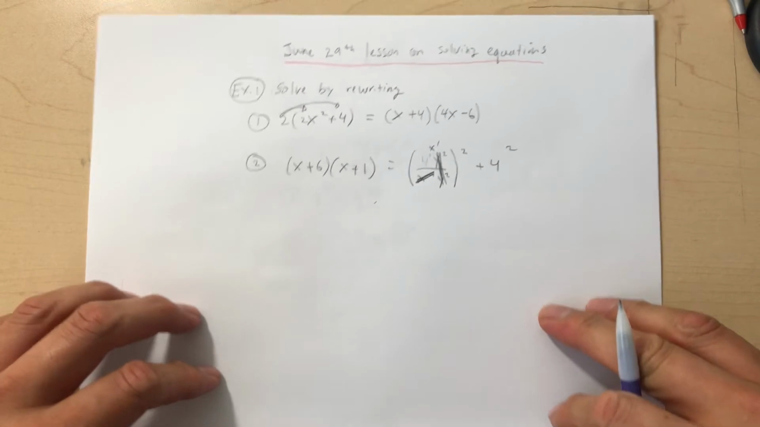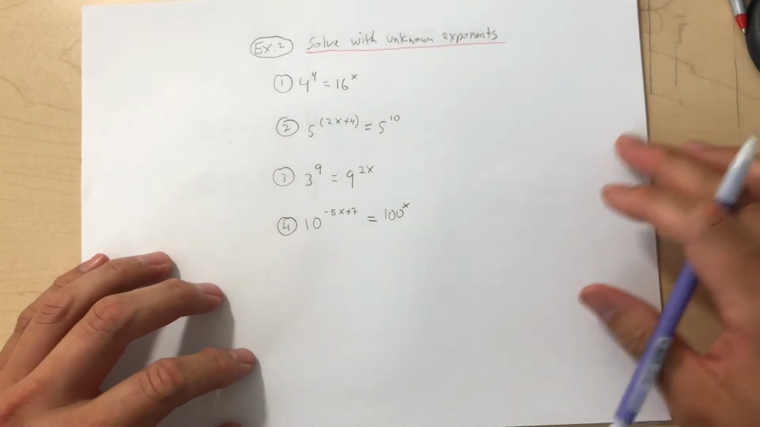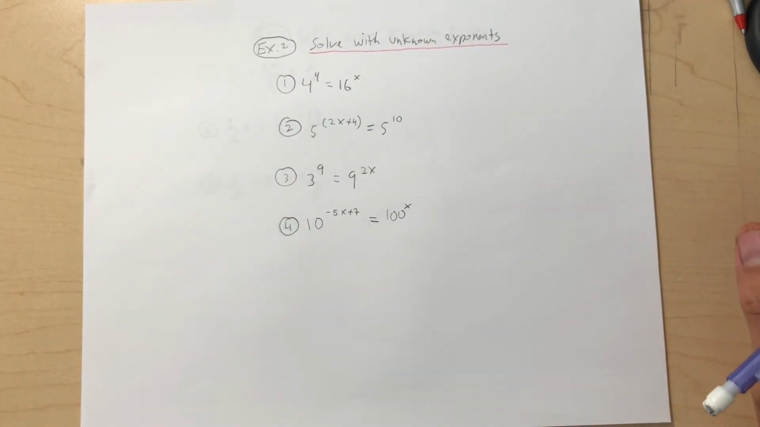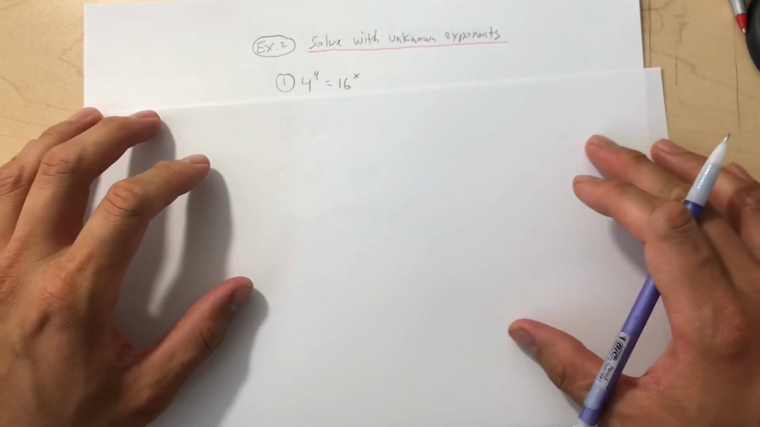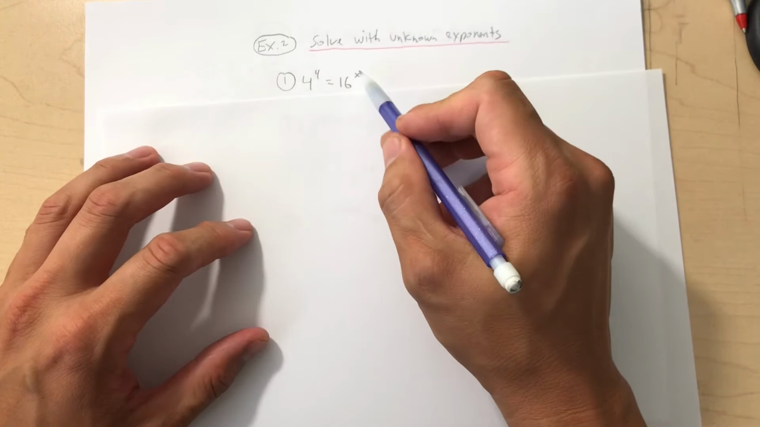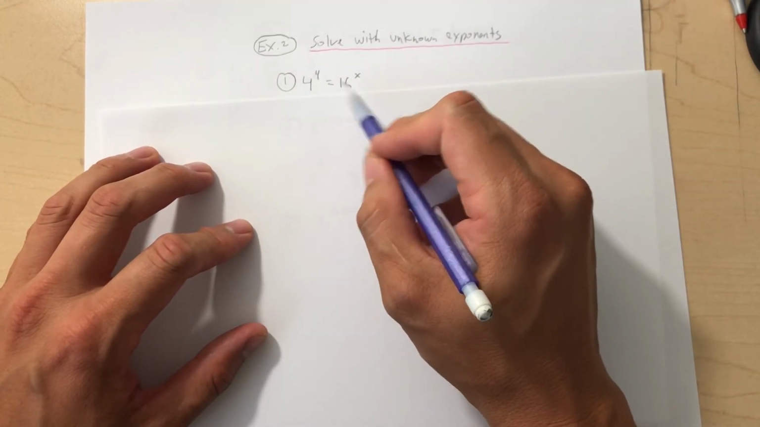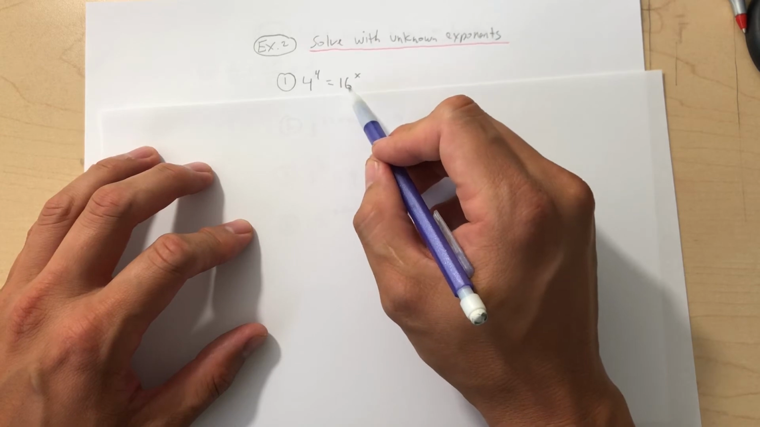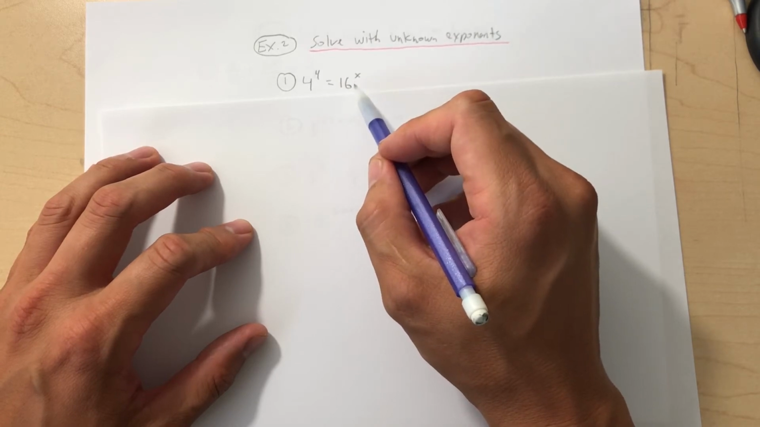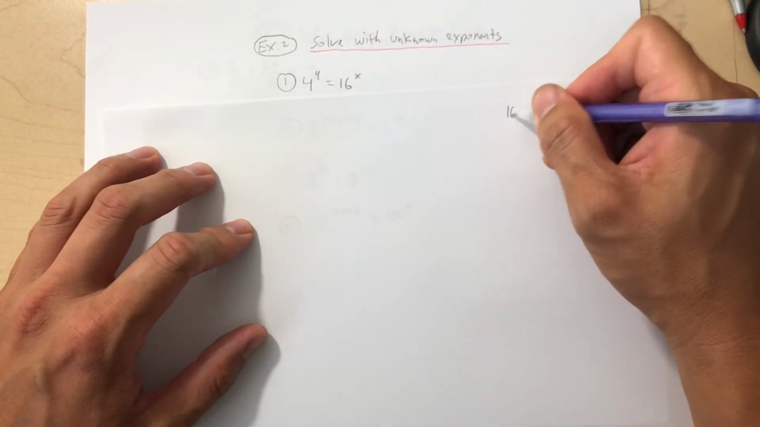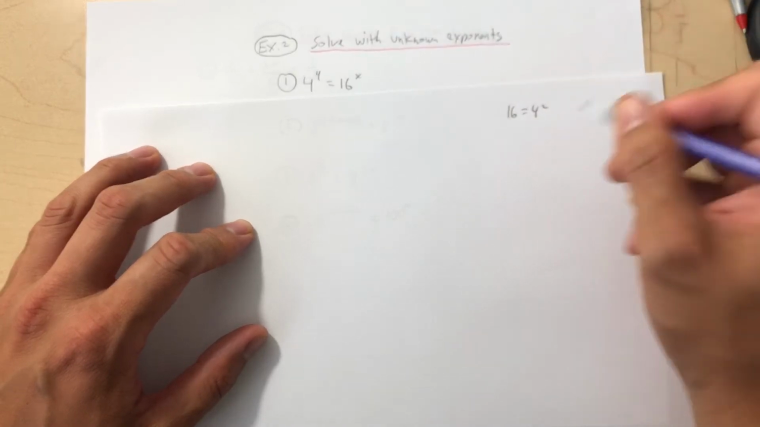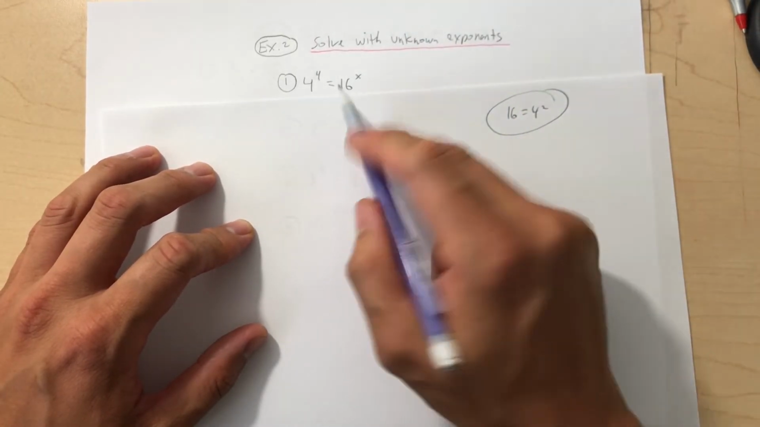Oops, sorry, that's already done. So our example 2 over here. Now we're gonna solve with an unknown exponent, okay? So this one here, I wanna make sure that they have the same base. And as you can see, 16 is actually related to 4. It's the same thing as 4 to the second power. Okay, so I can change 16 into 4 to the second power.